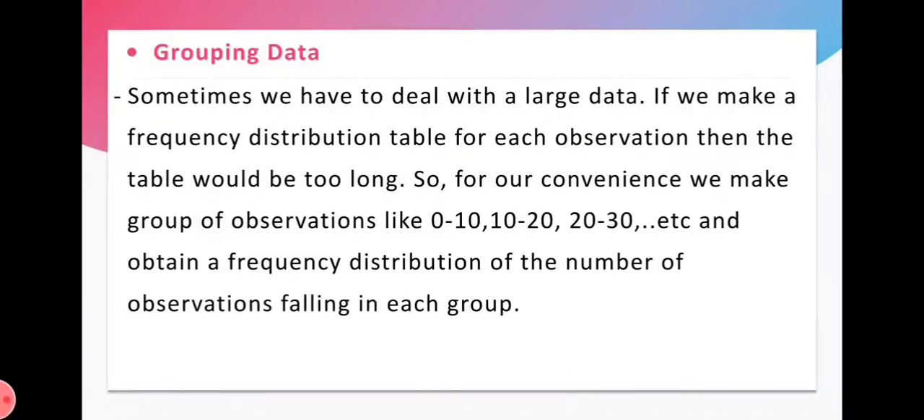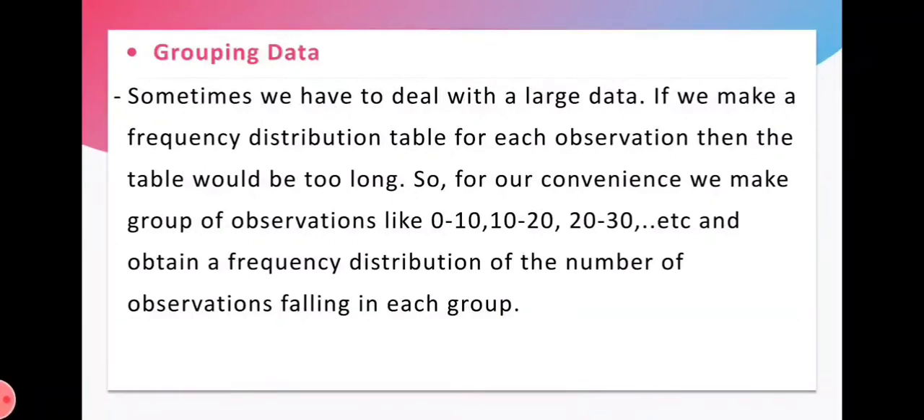Now, how to group the data? Sometimes very large data is given. In such a case, we prepare a frequency distribution table in which we make groups according to the question. Suppose we have to see which is the lowest observation and which is the highest observation given in the data. According to that, we make the groups, like 0 to 10, 10 to 20, 20 to 30 and so on till the highest observation is reached.